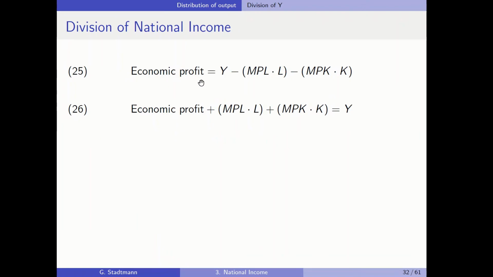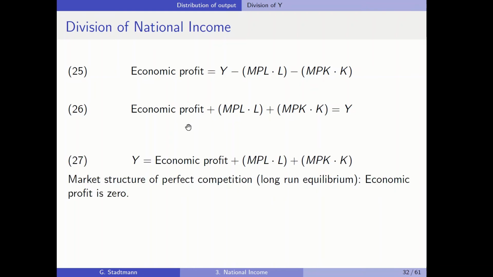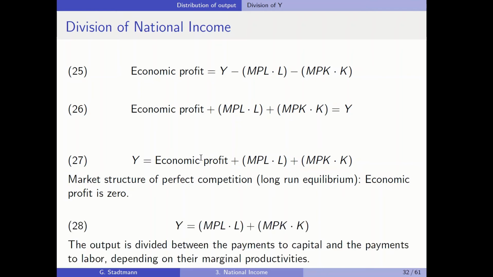So the economic profit is equal to the output minus what goes to the factor labor minus what goes to the factor capital. When we put these two terms on the other hand side of the equation, they pop up with positive signs. And then we can put y on the left hand side and the three terms on the right hand side. In the market structure of perfect competition, in the long run equilibrium, the economic profit is equal to 0. And then it becomes clear that the whole output is divided between the owners of the factor labor and the owners of the factor capital.